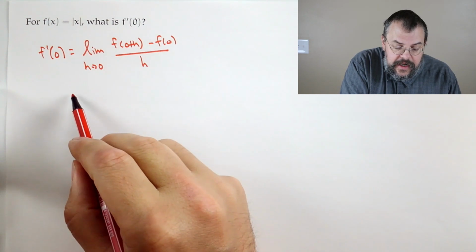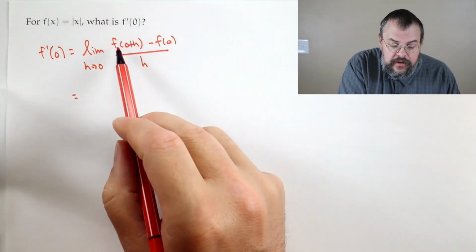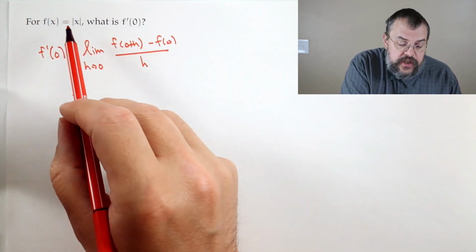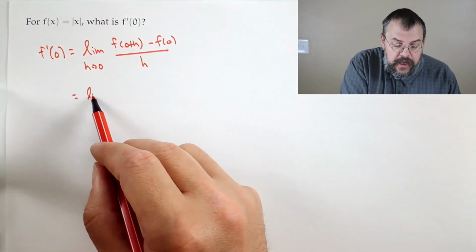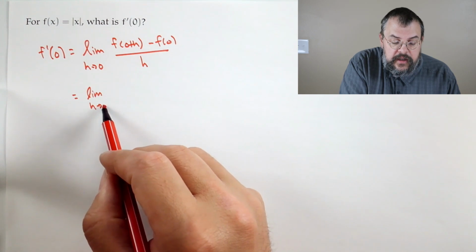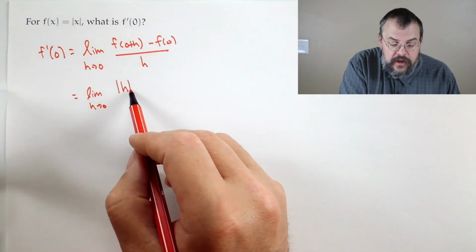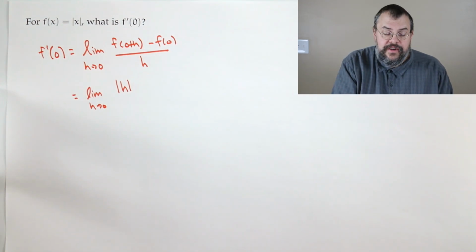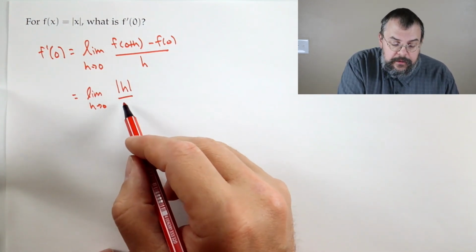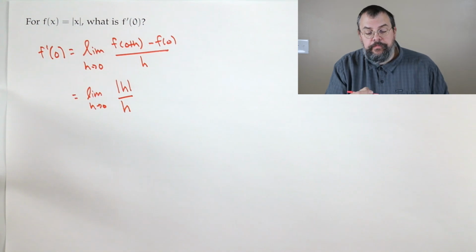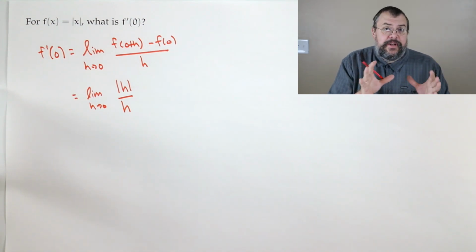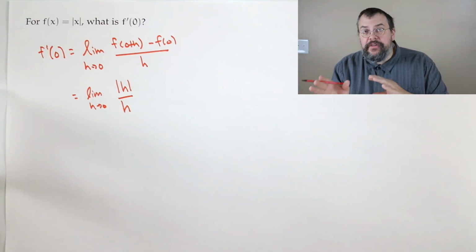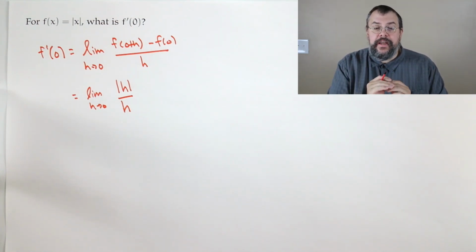Well, let's clean it up. So 0 plus h is h. And so if I plug h into my function, I'm going to get the absolute value of h. Then plug 0 into the function, absolute value of 0 is 0. And then downstairs we get absolute value of h over h. Now, it's a little bit dicey here because we have absolute value, which means there are slightly different behaviors depending upon whether h is positive or negative.